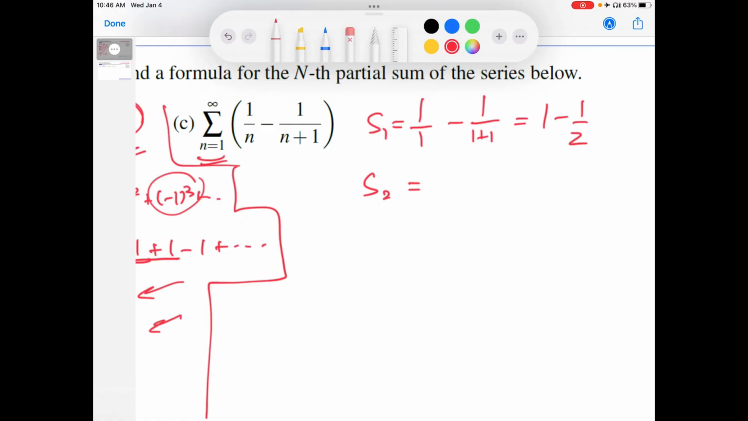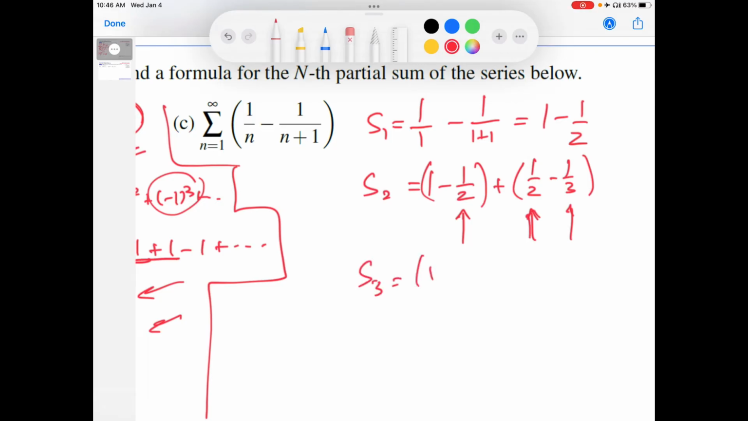So S sub 2 is the sum of the first two terms, that one. And then notice what this series does, right? Now when n equals 2, it's 1 half minus 1 third. Okay, so this series basically, as the terms progress, whatever was here becomes the positive part of the next term. And then this numerator is 1 more, this denominator is 1 more than that one. And then the pattern is going to repeat.